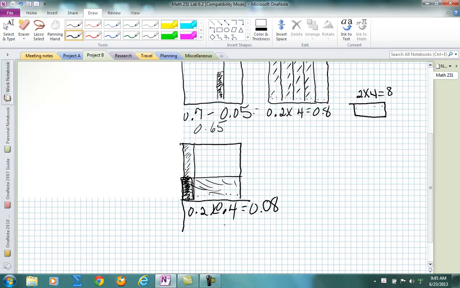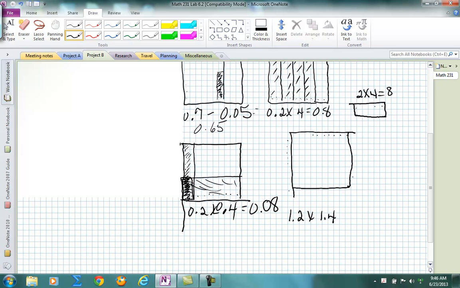It also works when you're working with mixed decimals. Let's say that you wanted to multiply 1 and 2/10 times 1 and 4/10. So what I'm going to have to draw is the unit, and you should be doing this with me.